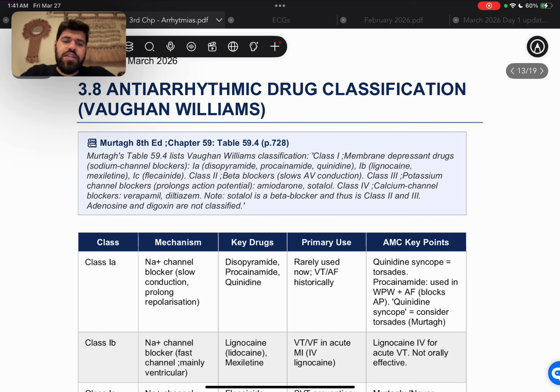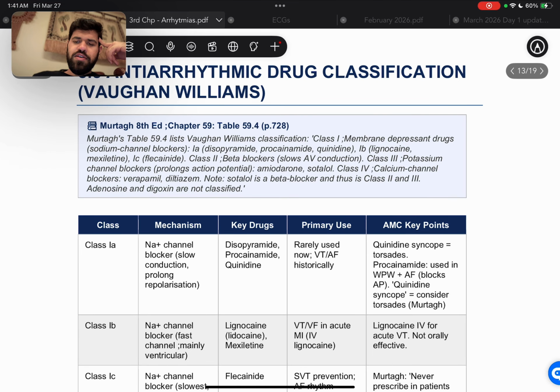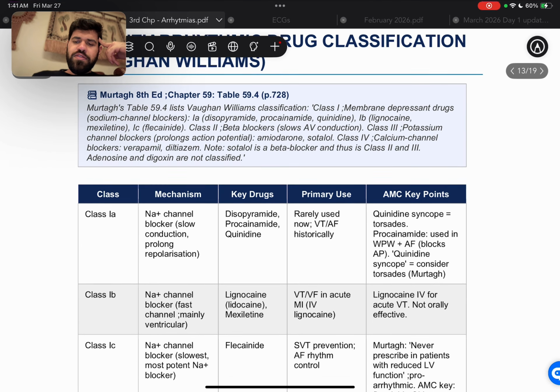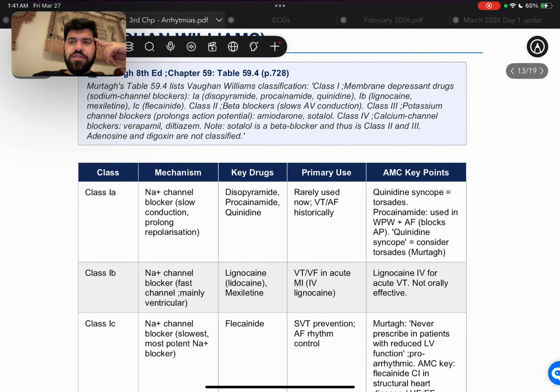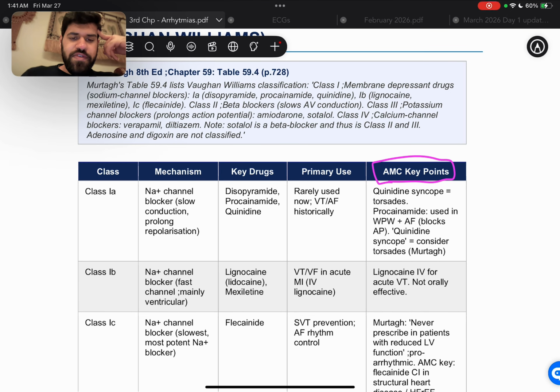Now we go on to the classification. This was taken from John Murtagh, but I've not seen any questions for the AMC exams. However, in some of the notes, I've seen a few key points regarding this classification of different drugs.